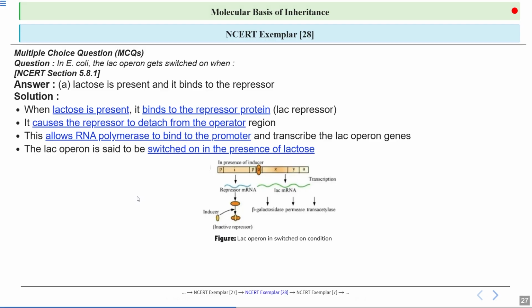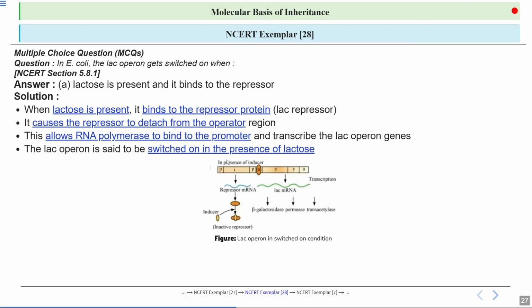And now this repressor cannot bind to the operator. And now RNA polymerase can bind to the promoter, and the transcription will be initiated. So mRNA will be produced, and from the mRNA, proteins will be produced.